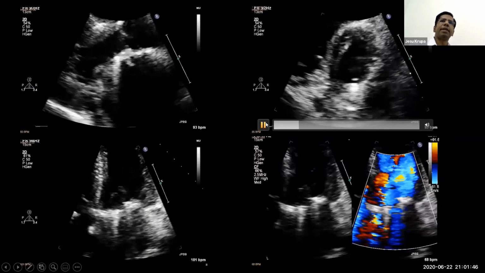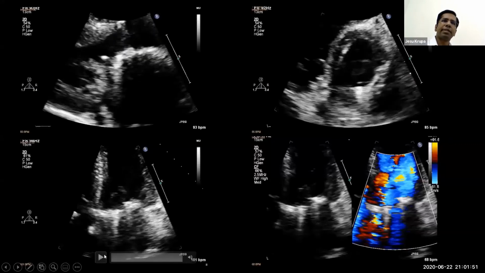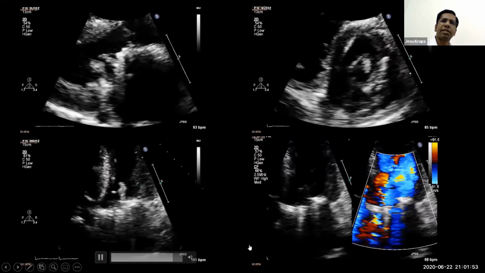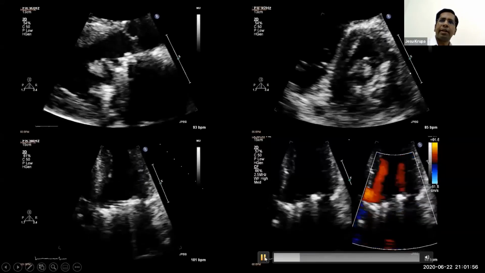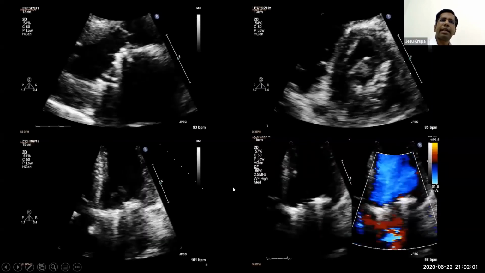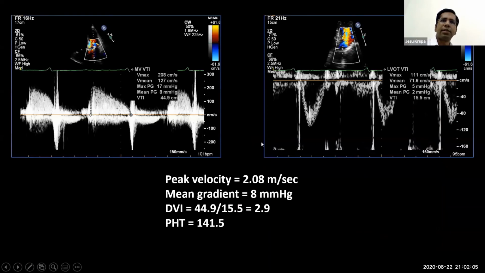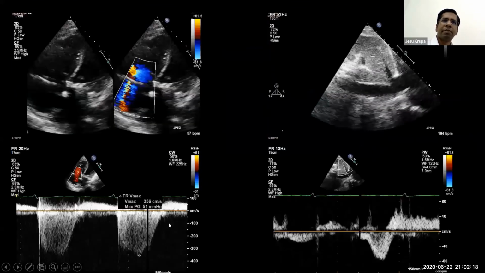So it's a single leaflet tilting disc Chitra valve, and you can see this mobile mass with independent mobility. It's a fairly large mass, and you are seeing some color flow turbulence also. Most likely that is the reason why he's had the stroke. The gradient is slightly elevated, peak velocity a little high, some amount of obstruction as a result of this. DVI is also 2.9. TR gradient is also a little high.